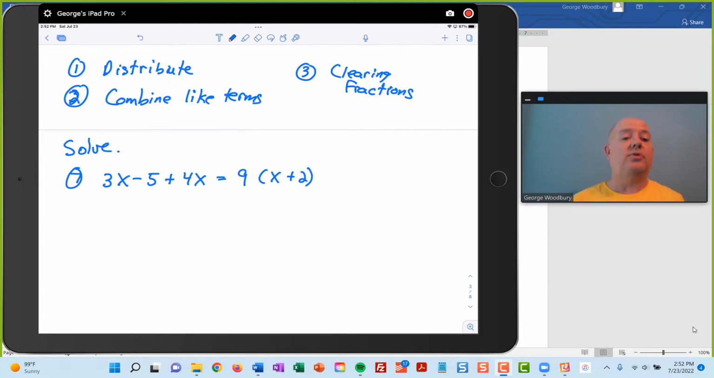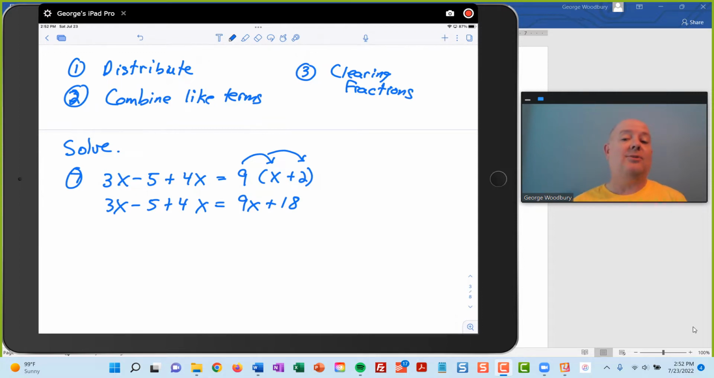In the first problem, solve 3x minus 5 plus 4x equals 9 times the quantity x plus 2. We've got some like terms on the left-hand side that we can combine. We also have some distributing that we can do on the right-hand side. I'm going to begin with the distributing by multiplying 9 by each term inside the parentheses. So, leaving the left side alone, 3x minus 5 plus 4x equals, multiply 9 times x, that's 9x, and multiply 9 times 2, that's 18. So I write plus 18.